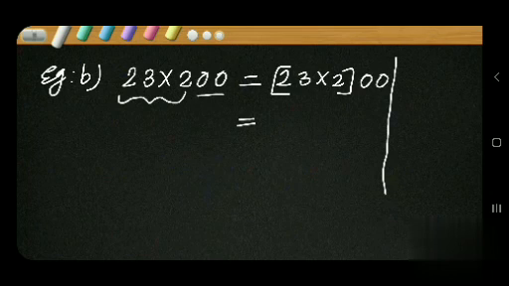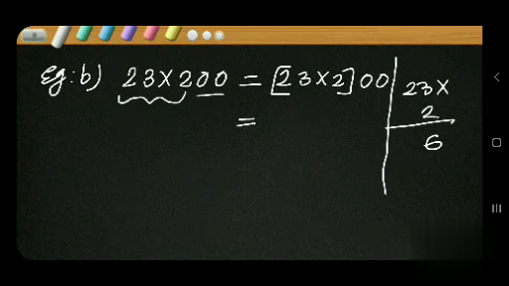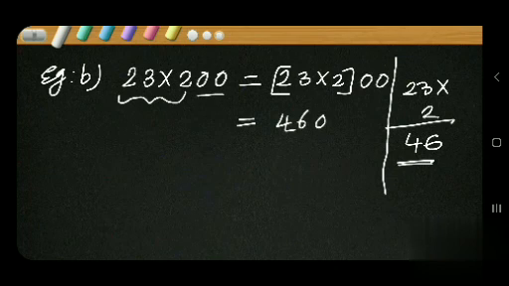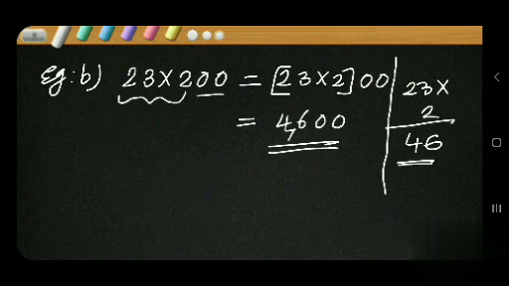So let's multiply 23 into 2 in the working column. 2 threes are 6, 2 twos are 4. So what is our required answer? 46. 2 zeros means ones, tens, hundreds, comma, 4,600. Isn't it? Let's try to do example C.